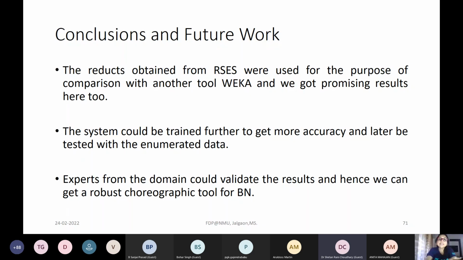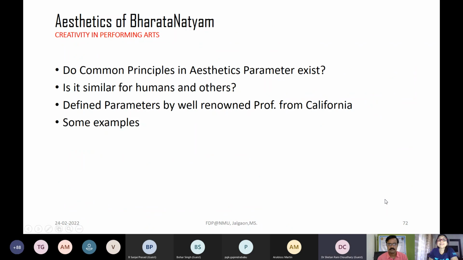And finally, to continue that work afterwards, we said, why not use the machine to find out what the aesthetic parameters are. This paper was presented in 2019 with Professor R.S. Joshi from BITS Pilani, and this is creativity in performing arts. We also presented this at the India International Science Festival, which concluded recently in Goa on December 12, 2021. They asked us to actually present.